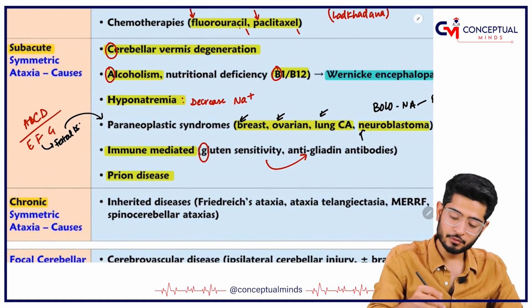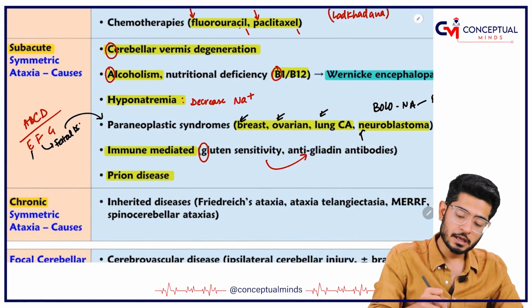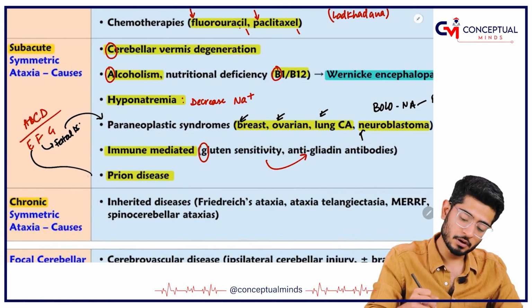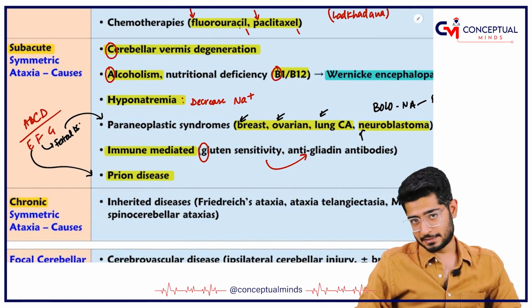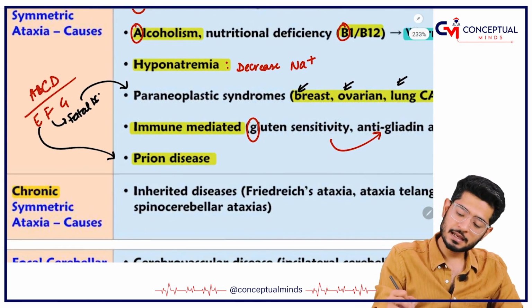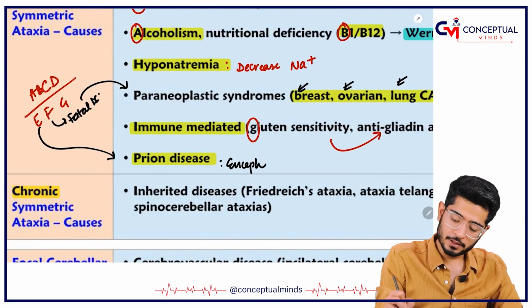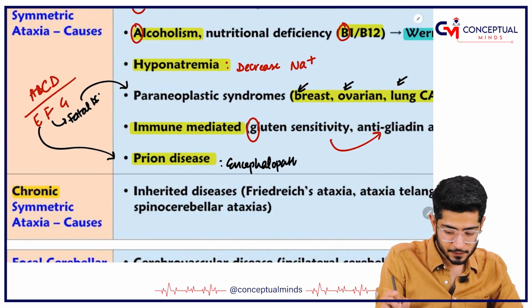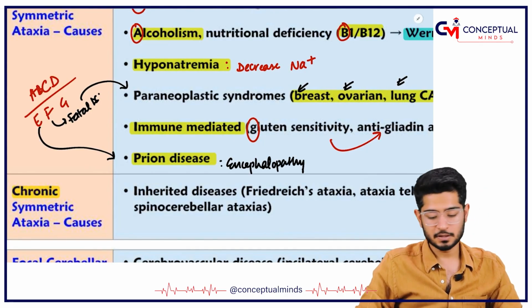G I have told you, F I have told you, E is for some diseases like Prion disease. Prion disease is actually nothing but an encephalopathy only. Encephalopathy, so that's why from E you can remember that.